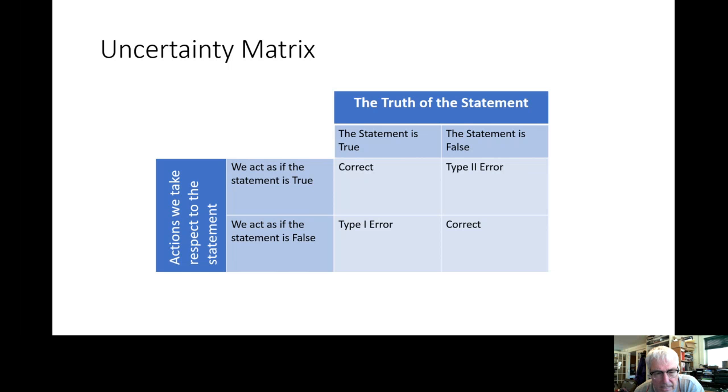If the statement is true and we act as if it's true, then this is correct. If the statement is false but we act as if it's true, that's called a type 2 error. If the statement is true but we act as if the statement is false, that is a type 1 error. And if the statement is false and we act as if it's false, well, that is, of course, correct.